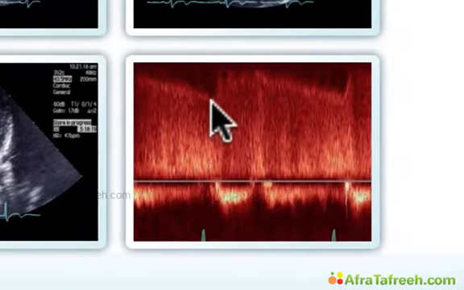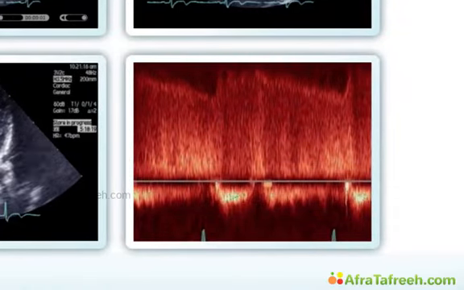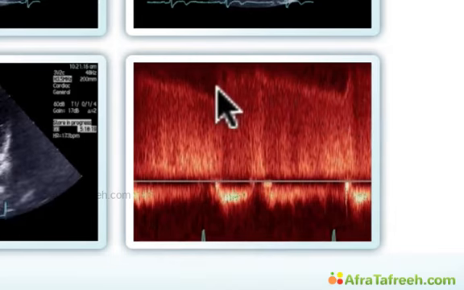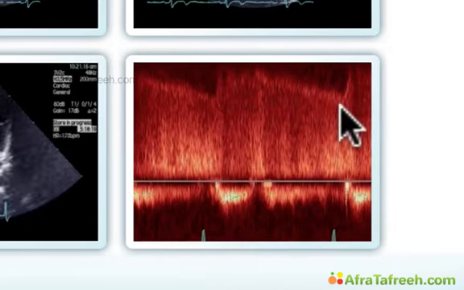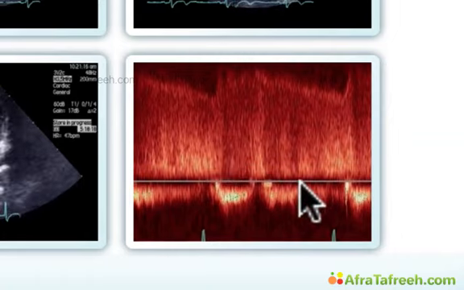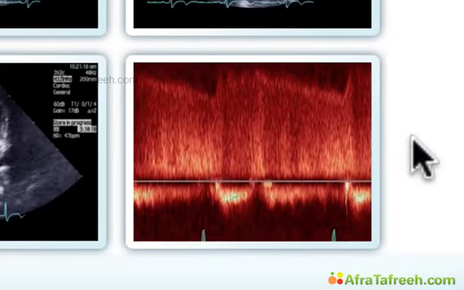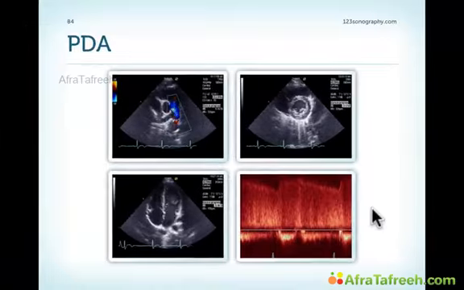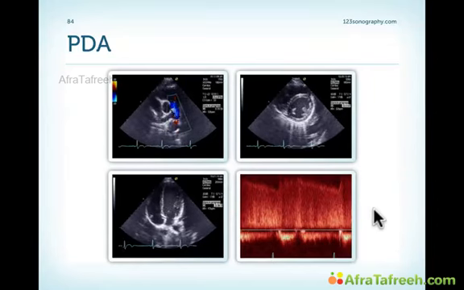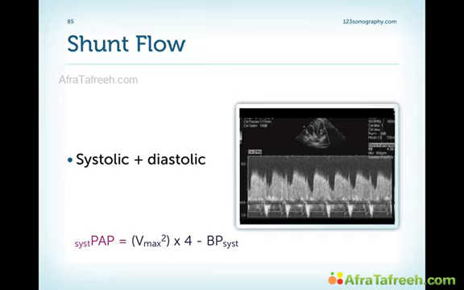use continuous wave Doppler and measure the velocity of this PDA jet, we see that we have very high continuous velocities, and this indicates that we have continuously a high gradient between the aorta and the pulmonary artery, and this patient has a PDA with no hemodynamic significance, and it's not really clear whether these patients need closure.